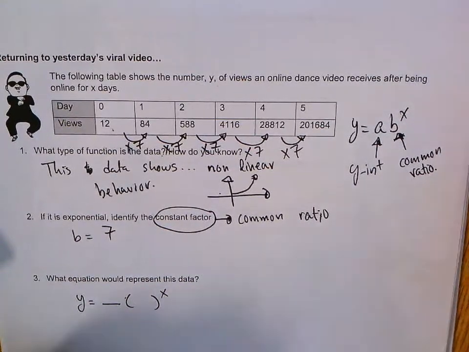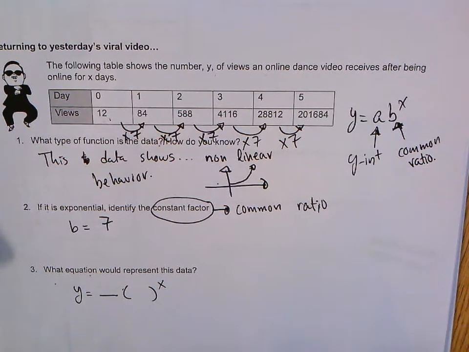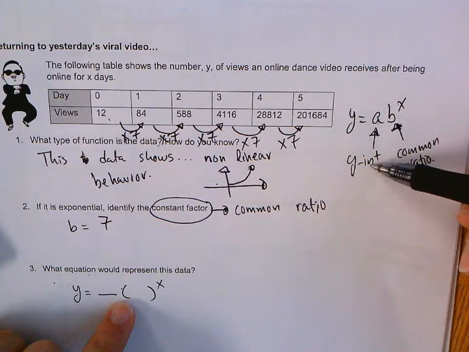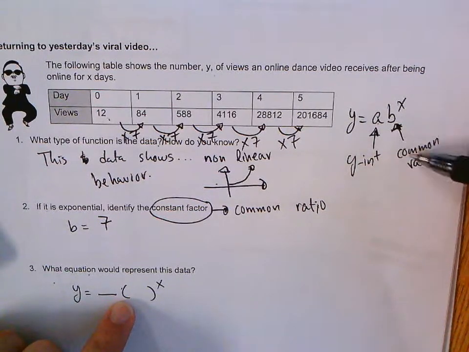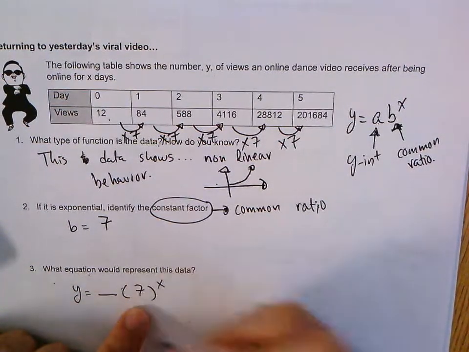And the last thing that we need to figure out is we need to write down an equation that will represent this data. There are two things that I need. I need the value of A, which is the y-intercept, and I need the value of B, which is my common ratio. Well, the common ratio is 7.